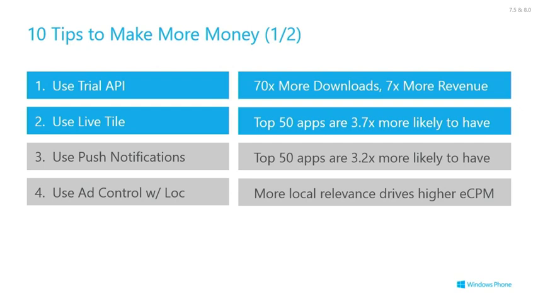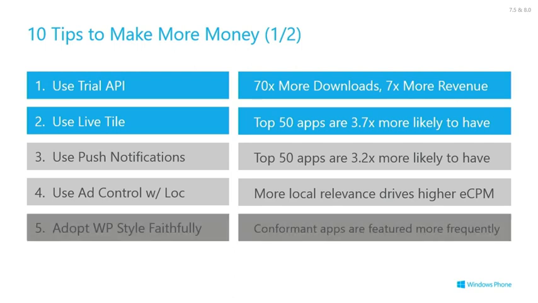Ad control with localization is a good way of earning income. And more local relevance drives higher impressions, earns you more income. The fifth way of ensuring success is make sure you adopt the Windows Phone style. People don't like apps that are just copies of something from another platform, that really obviously don't belong. They like stuff that adopts the style and feels like it extends and enhances the Windows Phone platform.